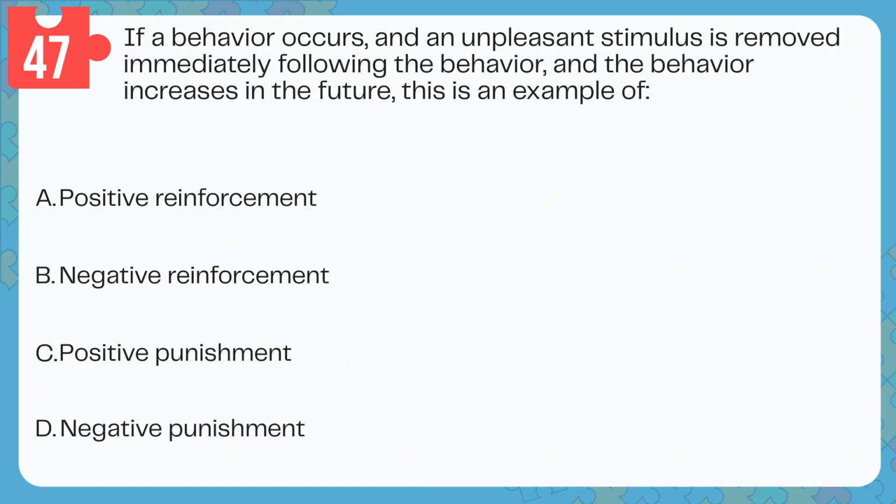Question 47. If a behavior occurs and an unpleasant stimulus is removed immediately following the behavior, and the behavior increases in the future, this is an example of A. Positive reinforcement. B. Negative reinforcement. C. Positive punishment. D. Negative punishment.